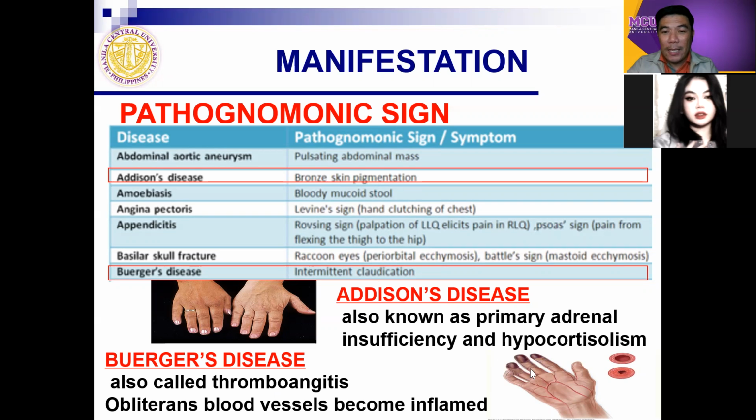So nakikita natin sa hands that there is intermittent claudication. Pag sinabi natin intermittent claudication, ayan, intermittent. Nakikita nyo tapos there is a dark colored discoloration on the tip kasi hindi nare-reach ng circulation. Okay, so let's proceed to next.